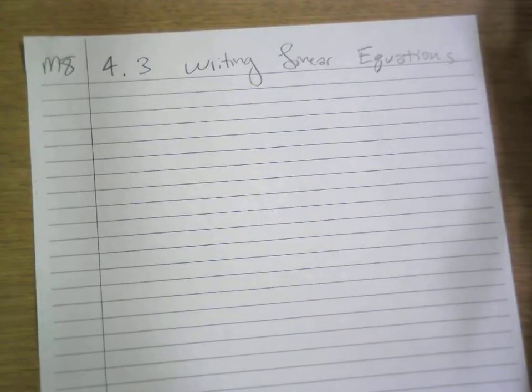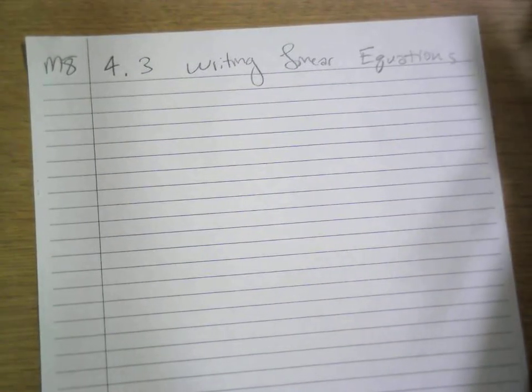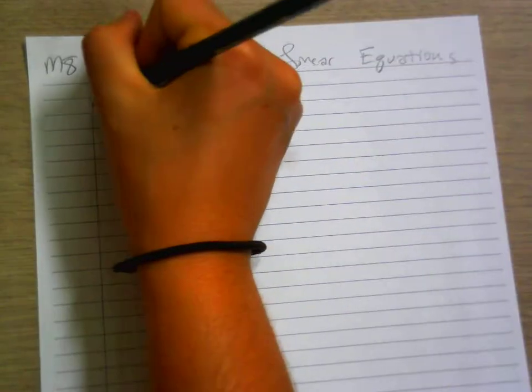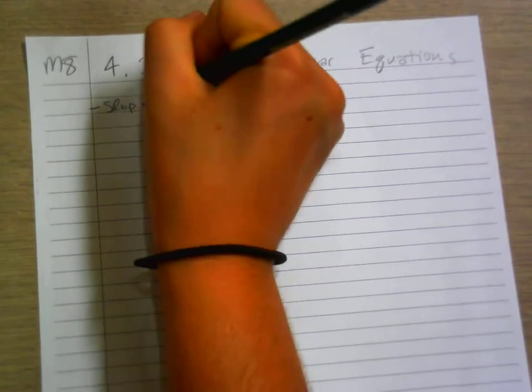This is Math 8, Section 4.3. We're going to be writing linear equations. So first of all, we're going to learn to write an equation of a line in slope-intercept form, which we talked about last time.